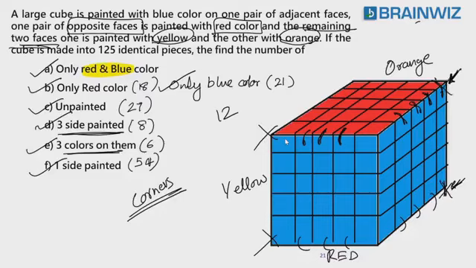Okay, no, students, the answer is not 12. You can accept this piece also. This is red, blue, blue. Did I ask two-side painted? No. Did I ask three-side painted? This is three-side painted. This is two-side painted. Am I specifically asking three-side painted, two-side painted? No. I'm asking you only red and blue color.